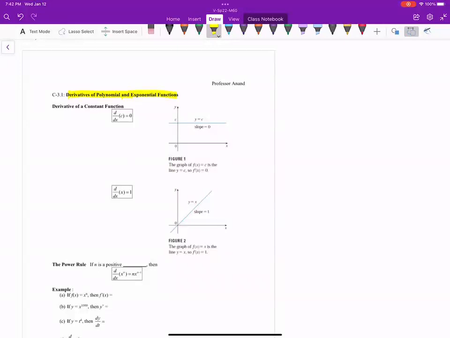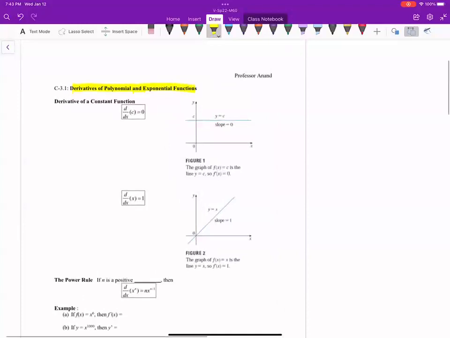Now, in this chapter, we are not going to be using those definitions as much, but we will be finding the rules of the derivatives of different functions like polynomials, exponential and logarithmic, trigonometric functions, inverse trigonometric functions and so on. Then we will apply those rules to the problems.